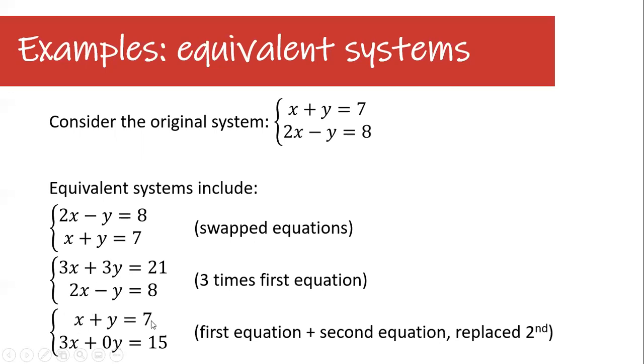And lastly, we have this system. x plus y equals 7, so the first equation didn't change. But the second row becomes 3x plus 0y equals 15. So what we've done here is we've added the first plus the second, and that's what we've replaced. x plus 2x is 3x, so it's going to replace the second one. y plus minus y is 0y, and 7 plus 8 is 15. All 4 of these systems, 1, 2, 3, 4, are equivalent systems, and if we solved any of them, we'd get the exact same solution.